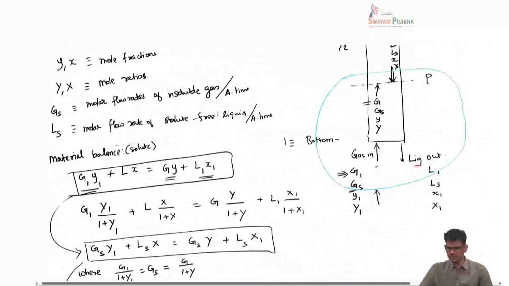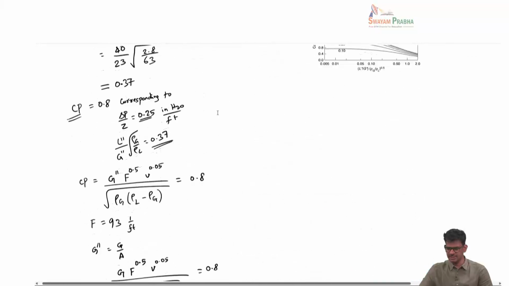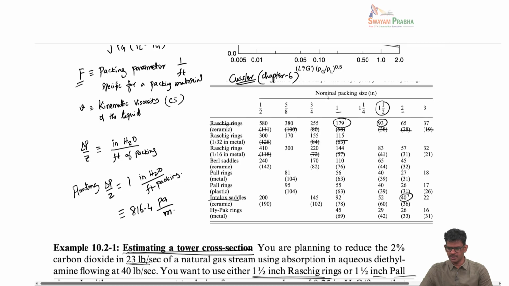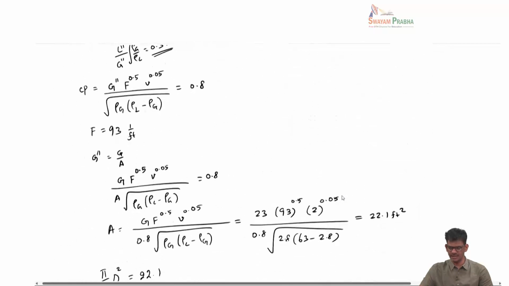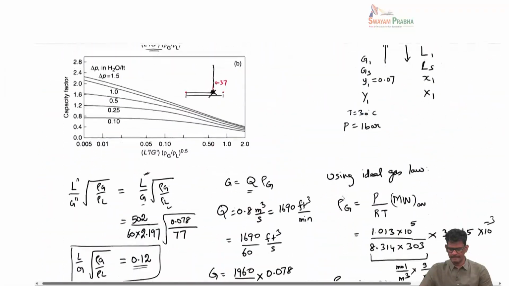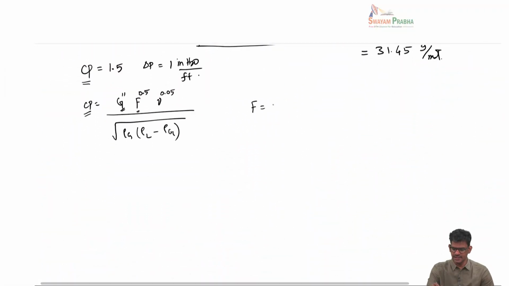So if you go to this data I showed in one of the previous classes, you take this particular packing data. So packing is given in terms of inch. So 25 mm is close to 1 inch. So I can take 1 inch data, and then I look at the Intalox saddles ceramic. So I should be getting something like 92. Okay, 92 is the packing parameter. F is 92 feet inverse.